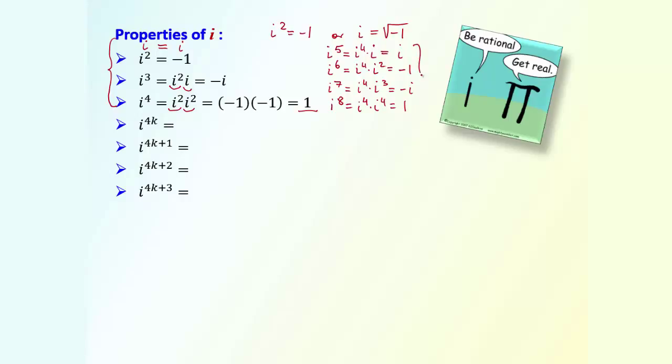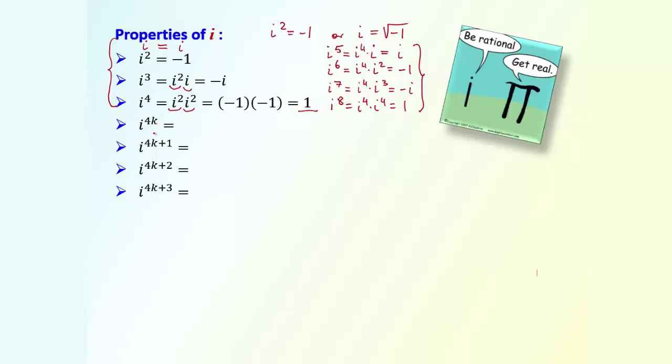So as you see, this pattern of 4 different answers, i, -1, -i, and 1, repeats itself, which helps us with calculation because we can actually reduce any 4th power of i, since it results in 1.